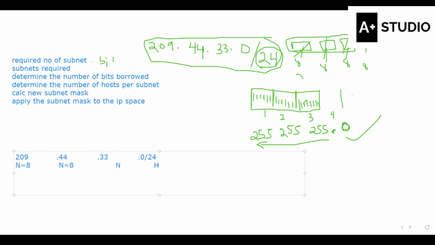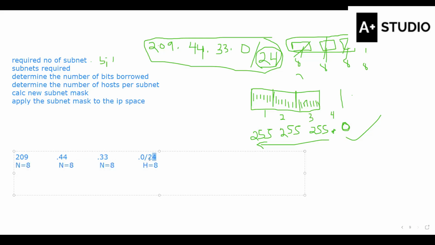Equal to what? 8 bits. Equal to what? 8 bits. Okay, and this is also equal to 8 bits. Okay, that is for everybody to catch up. That is why I'm doing it this way. So meaning the network part is what? The 24. That is all the network.